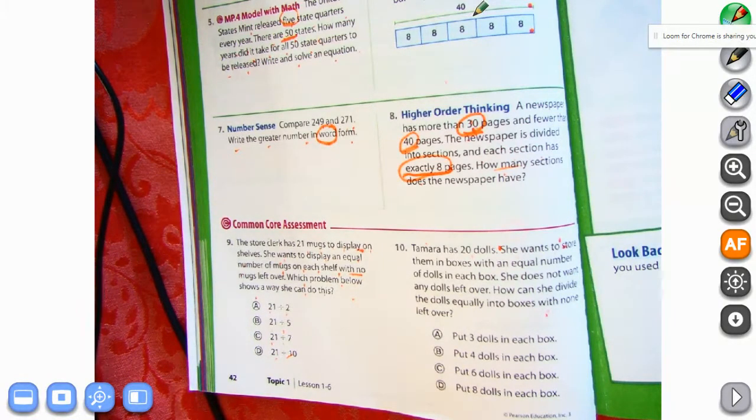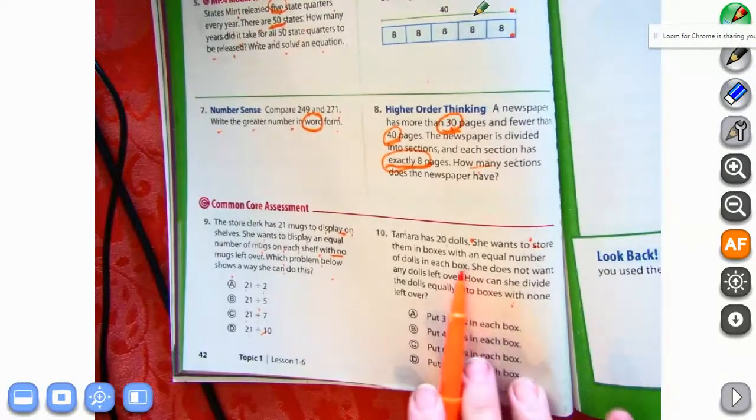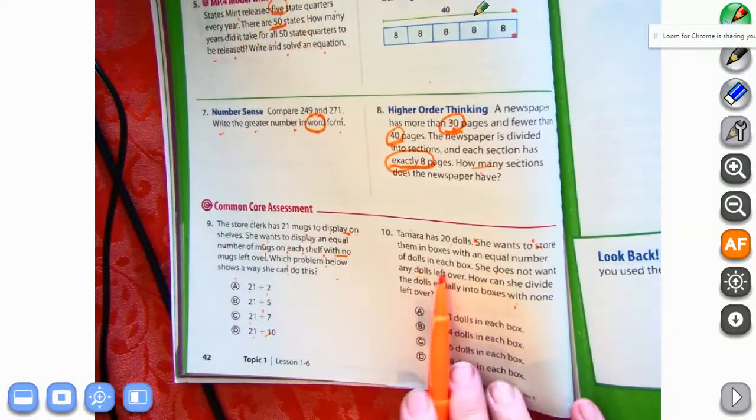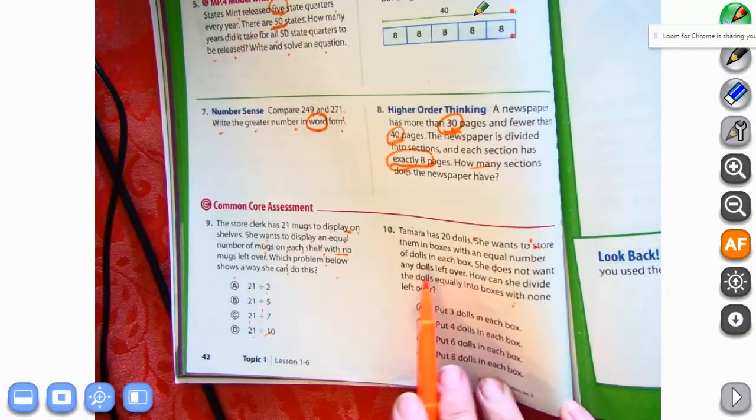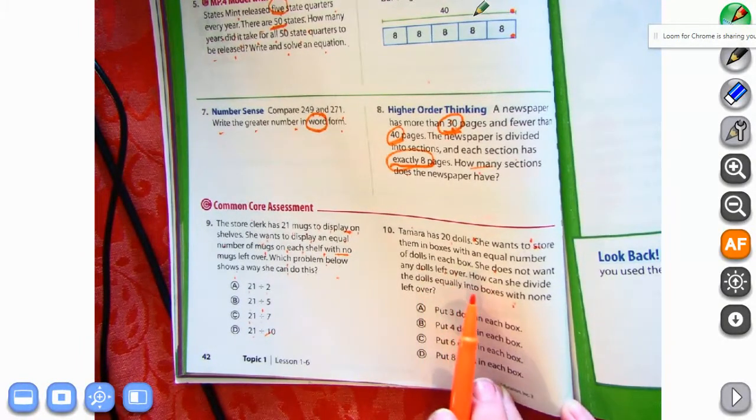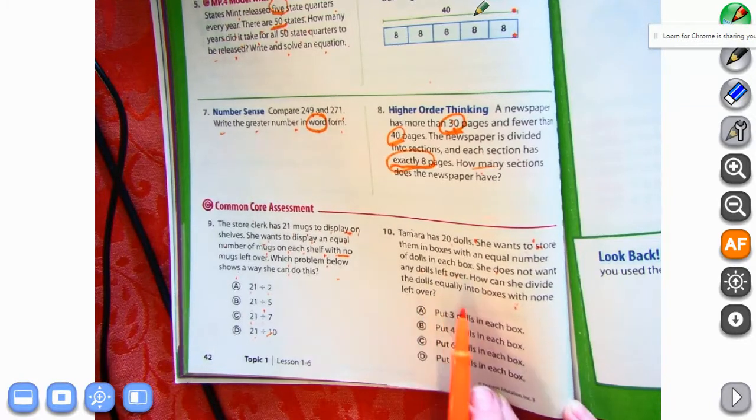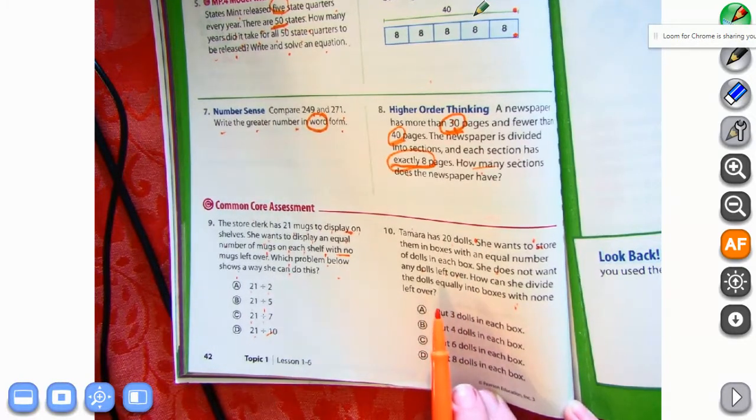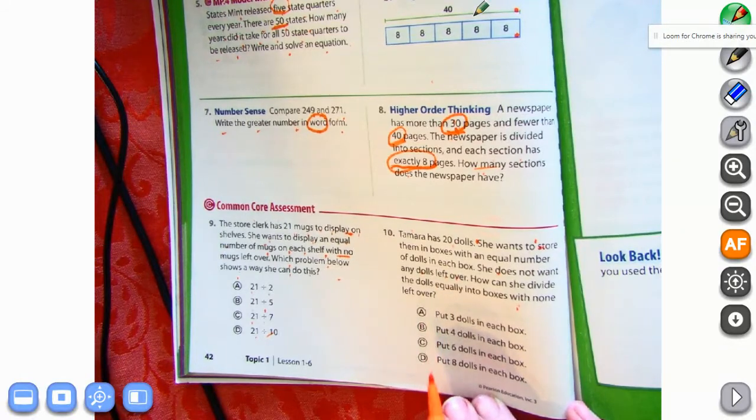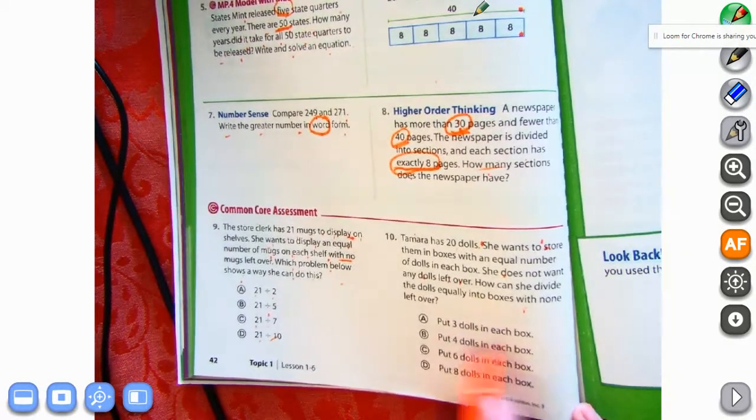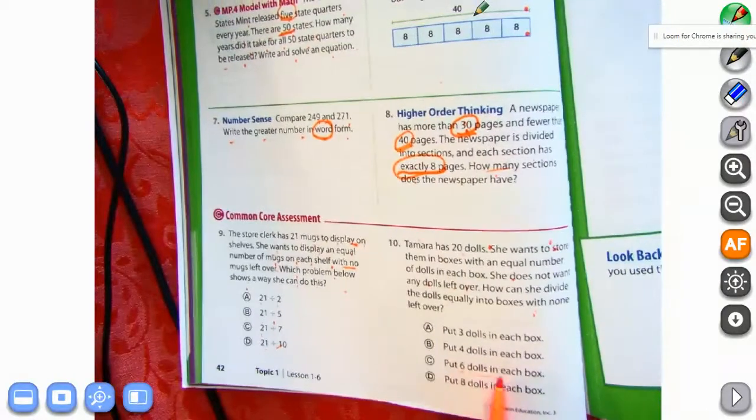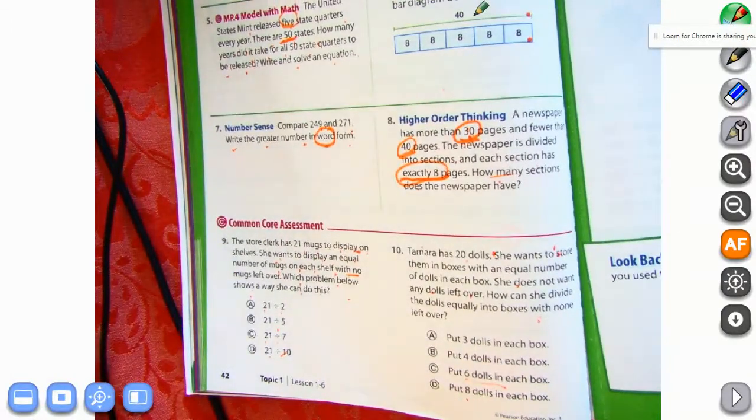Number 10 says Tamara has 20 dolls. She wants to store them in boxes with an equal number of dolls in each box. She does not want any dolls left over. How can she divide the dolls equally into boxes with none left over? 20 dolls. What do you think it would be? Put 3 in each box, put 4 in each box, put 6 in each box, or put 8 in each box?